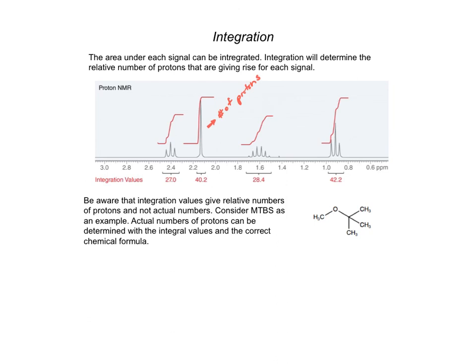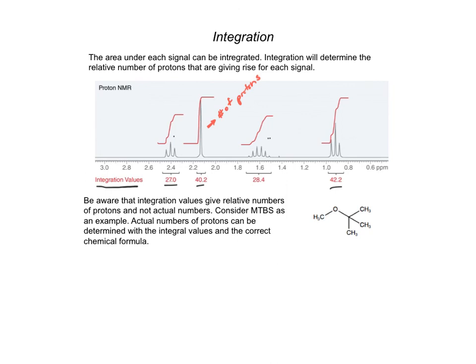So sometimes instead they'll actually give you the integral values, and you'll have to utilize that data to figure out the numbers of protons that are actually giving rise to each peak. So for example, in this spectrum, they actually give us the integration values, and those end up being 27 for this signal, 40.2 for this signal, 28.4 for this signal, and then 42.2 for this signal. And so part of what you'll have to do is take these and actually make them useful.